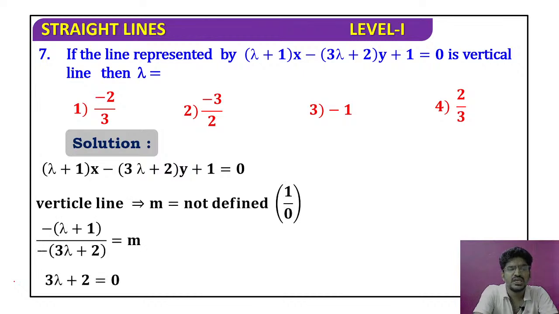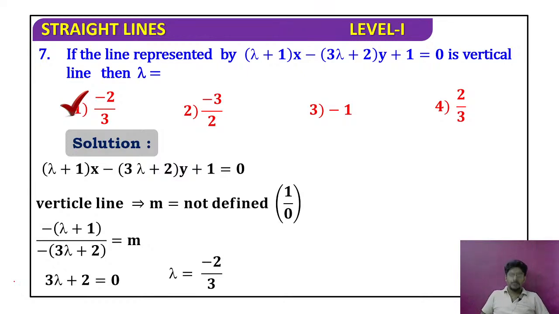So therefore you can see here, lambda is going to be equal to minus 2 by 3 and your answer is option A. Option A is the correct answer, that is 1 minus 2 by 3. Clear? Okay.